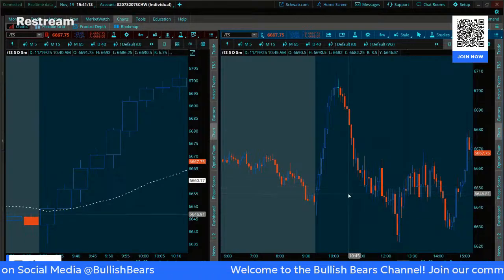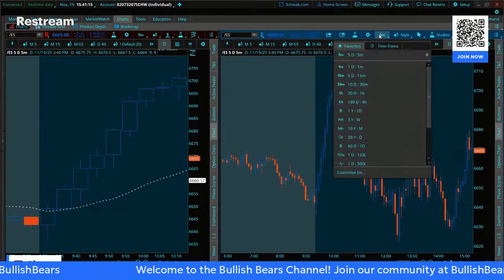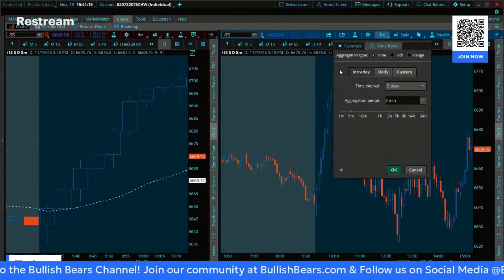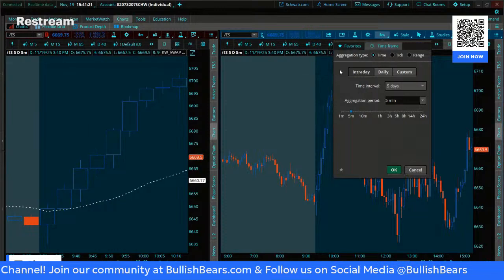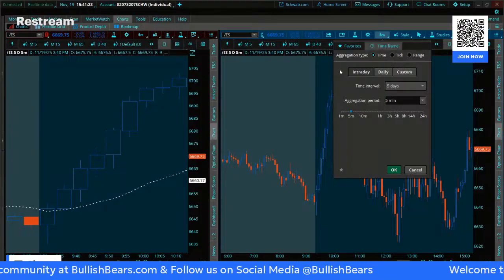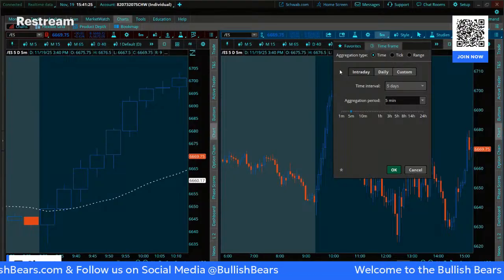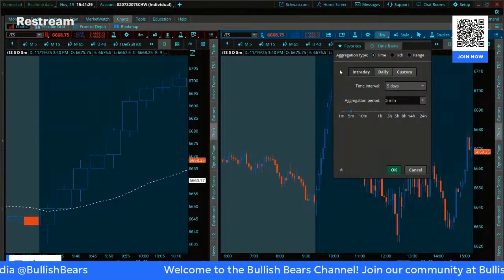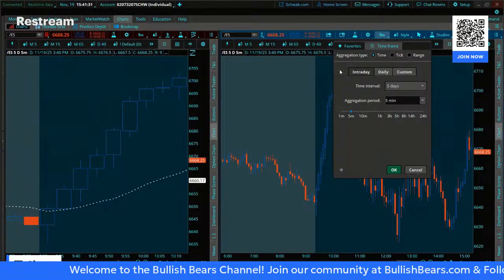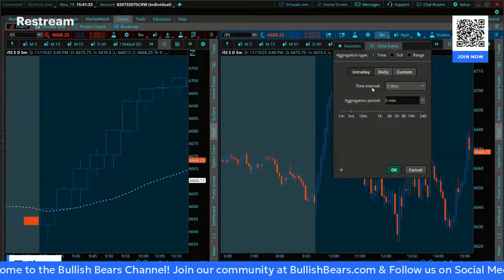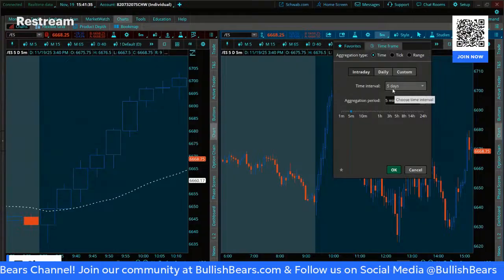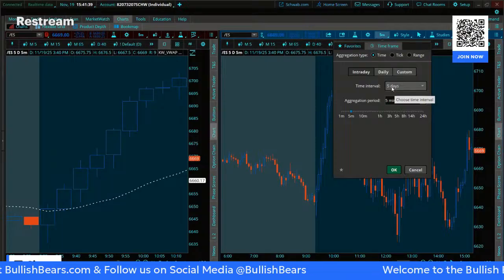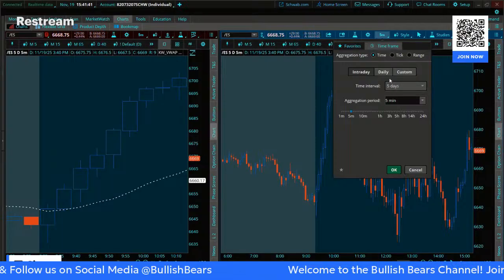So, if you're not familiar with tick, it is a trade. If you set the tick to 1,000, once 1,000 trades have come in, we'll get a new candle. It's not how many contracts; it's how many trades. One trade could have 1,000 contracts in it, right?